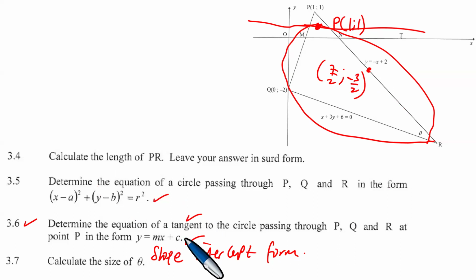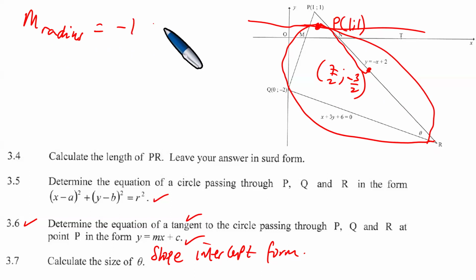What do we do? We are able to take note of the following. The question was then saying, what is the gradient of the radius? This is awesome. This is the gradient of our radius. So in other words, you know that the gradient of the radius is minus one. Yes, we can see that this is the equation of the radius. So the gradient is minus one.